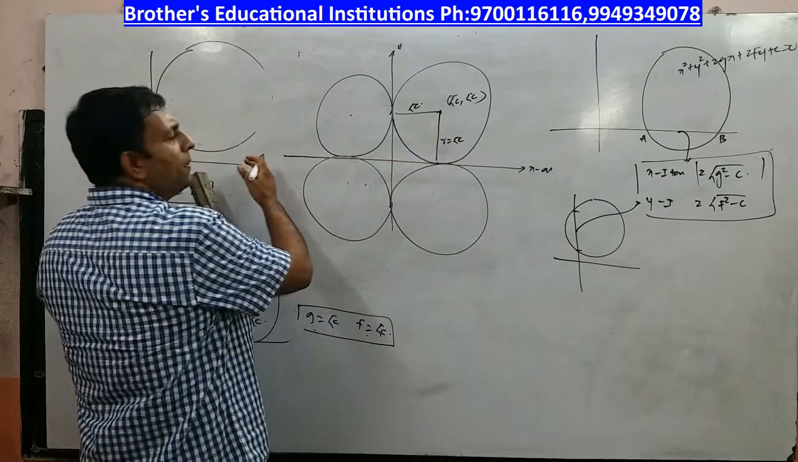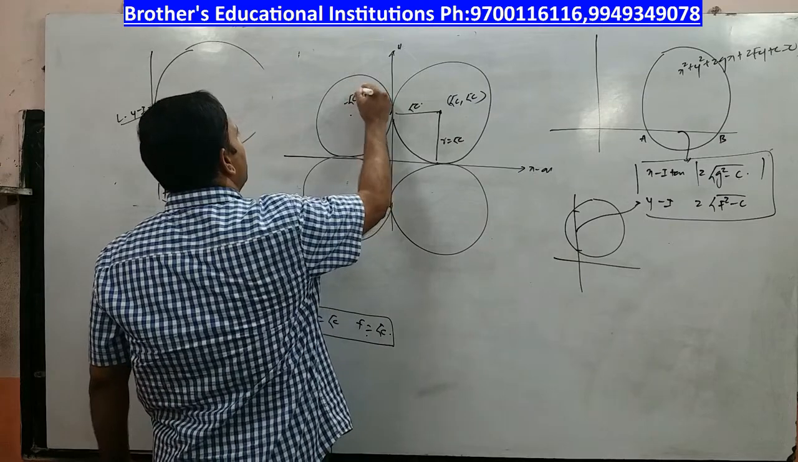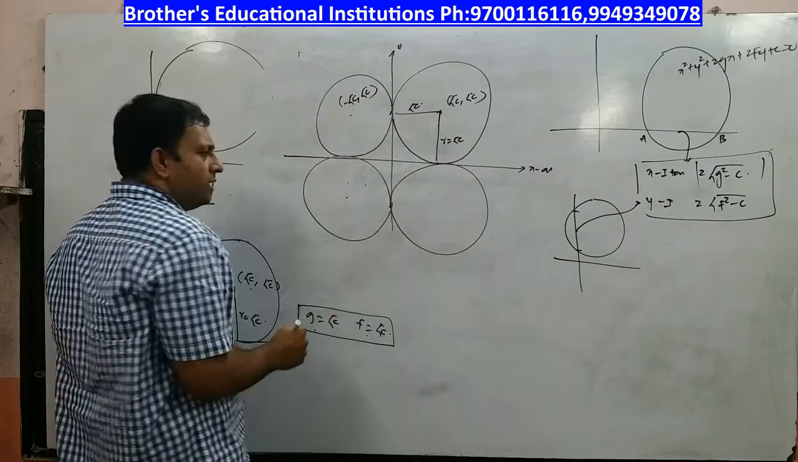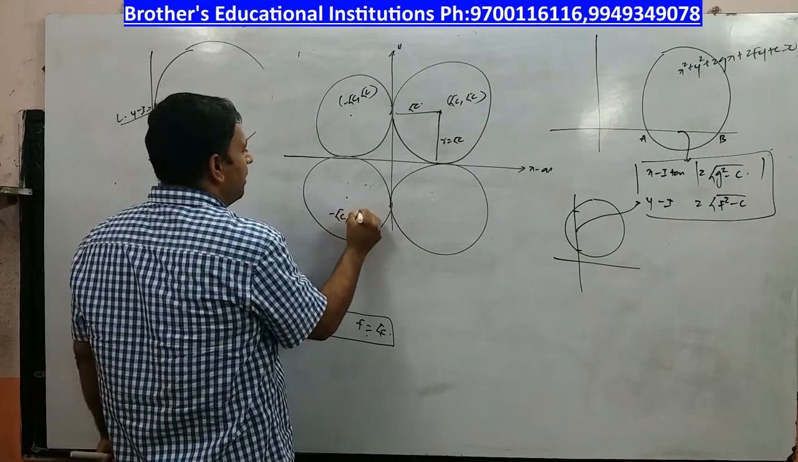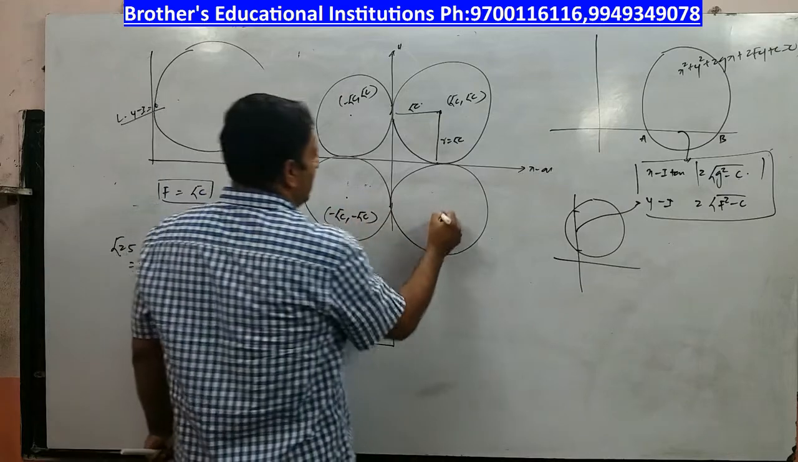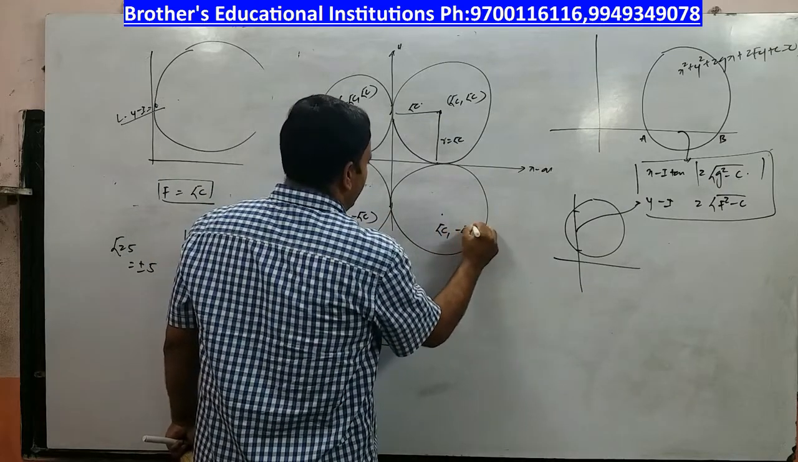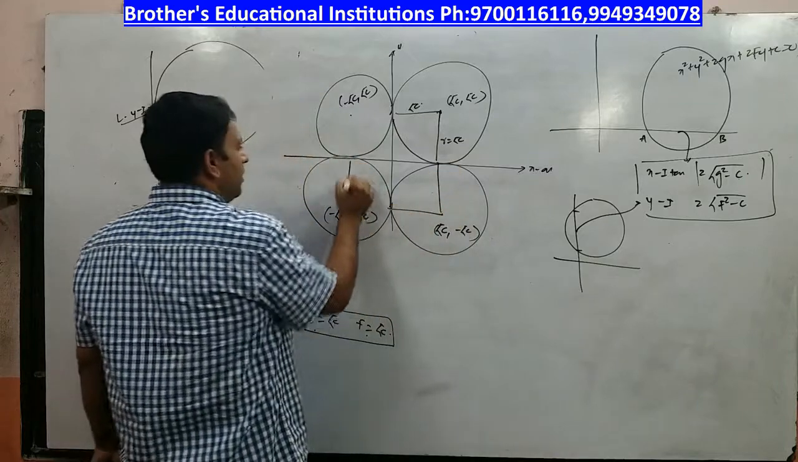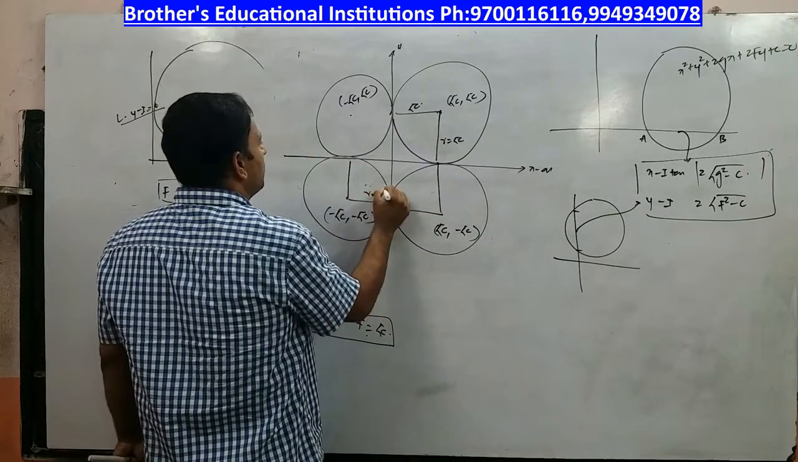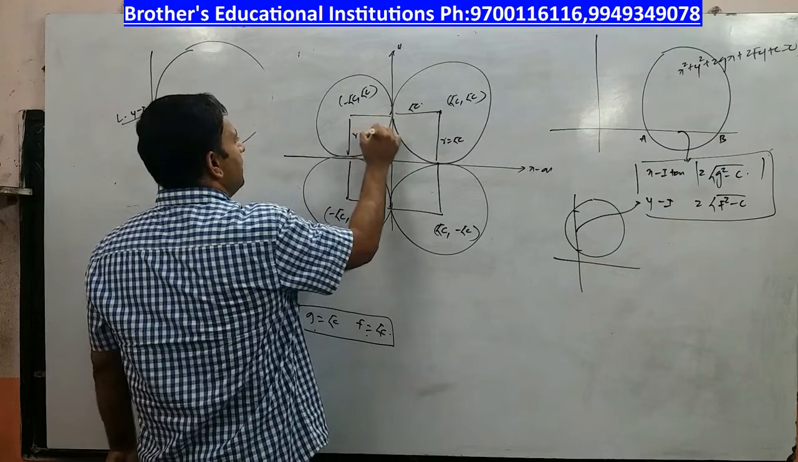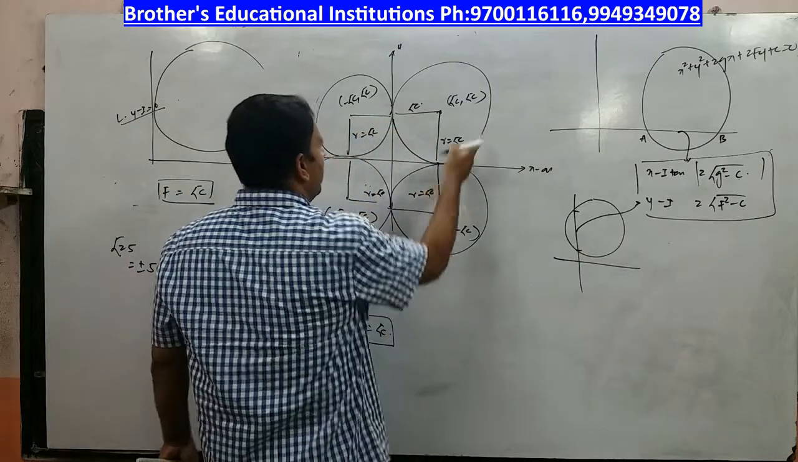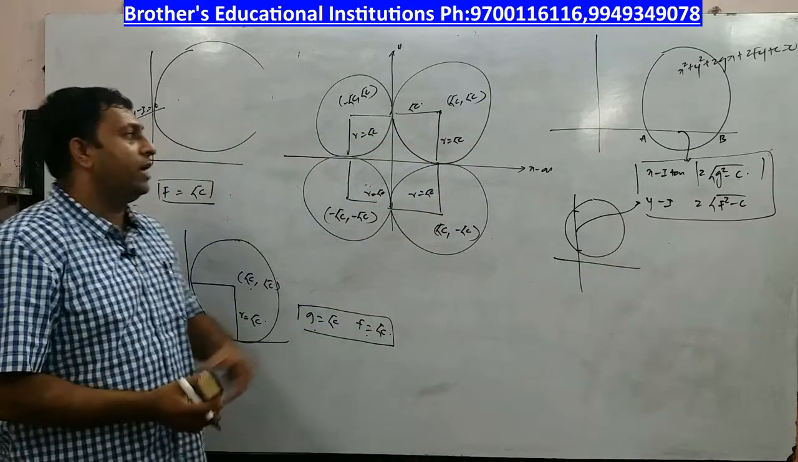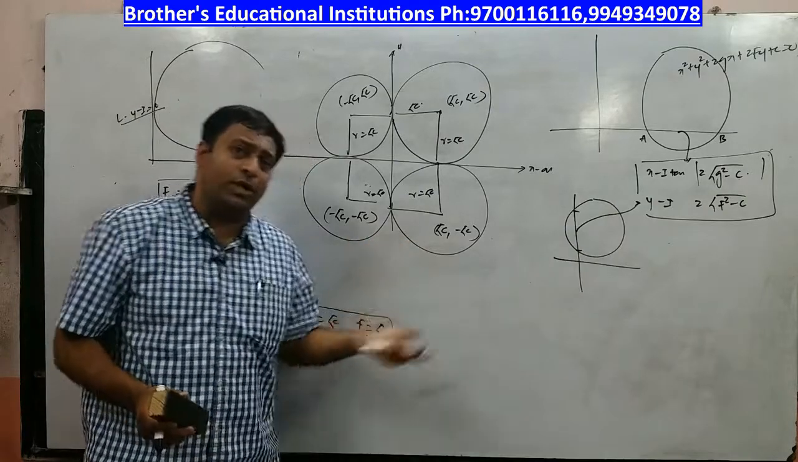Now this is in the second quadrant. The center will be minus root c comma root c. Here the center will be minus root c comma minus root c. Here the center will be plus root c comma minus root c. In all the cases, the radius is root c. And that's how the center will change based on the quadrant in which the circle is going to touch.